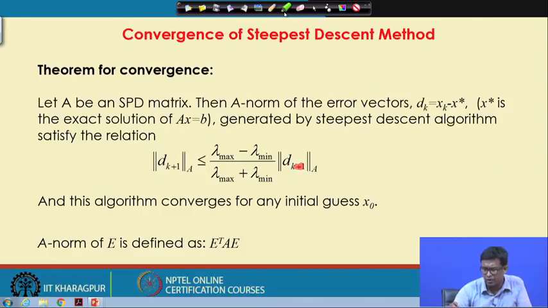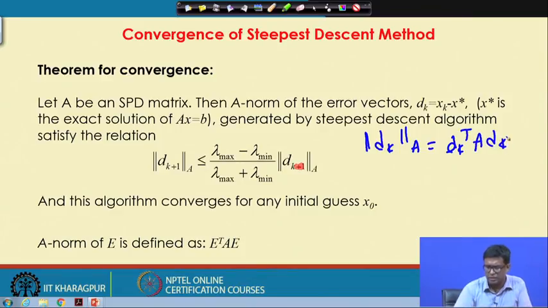So, the A norm of d k is basically given as d k transpose A d k. This norm satisfies the relation that the norm of d k plus 1 is less than or equal to lambda max minus lambda min divided by lambda max plus lambda min times the norm of d k. So, d k plus 1 is always less than d k. The error x k minus x star at any iteration is always less than the error in the previous iteration.